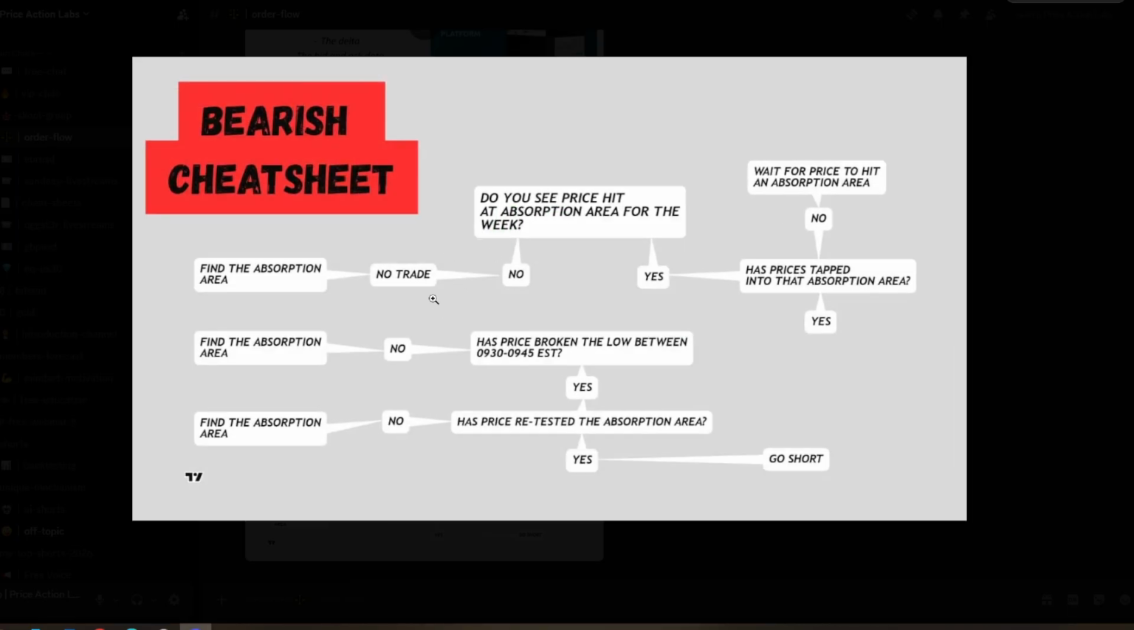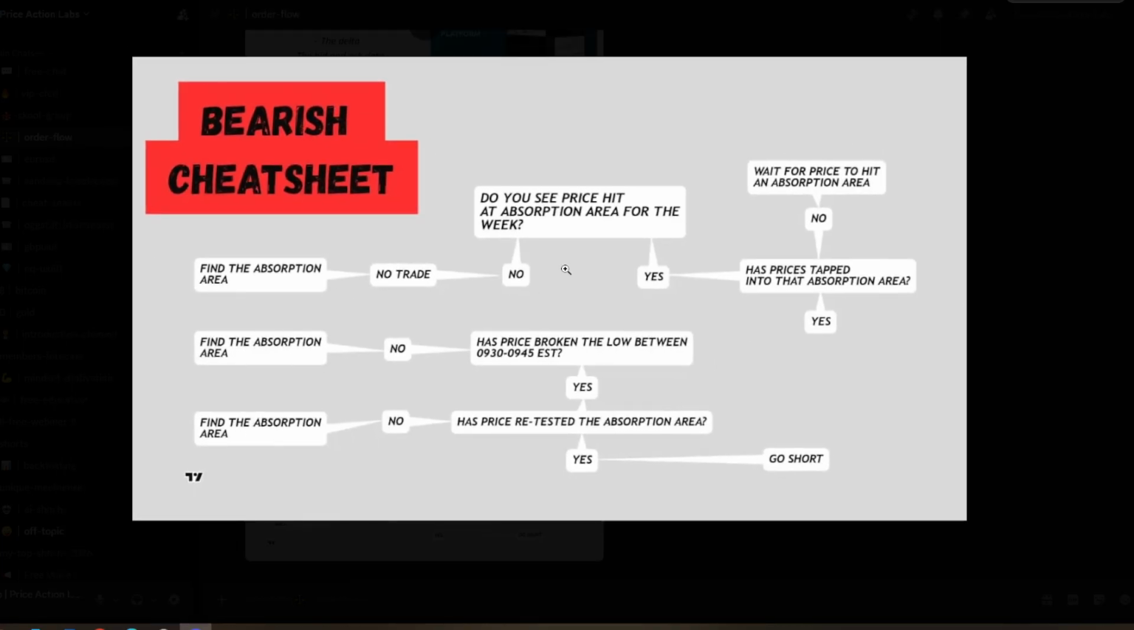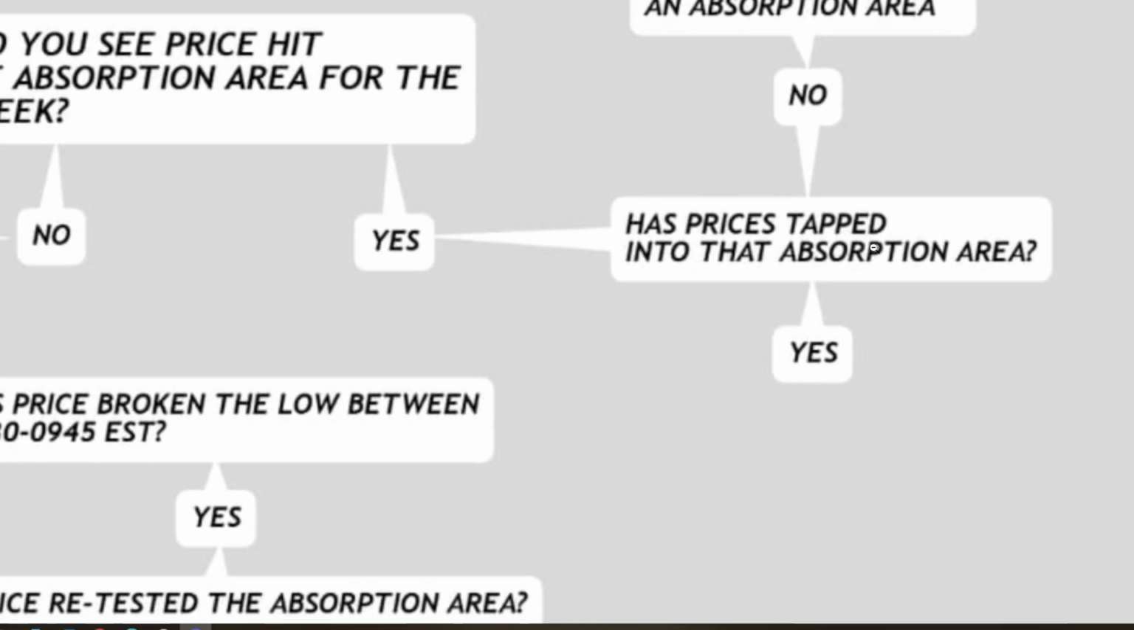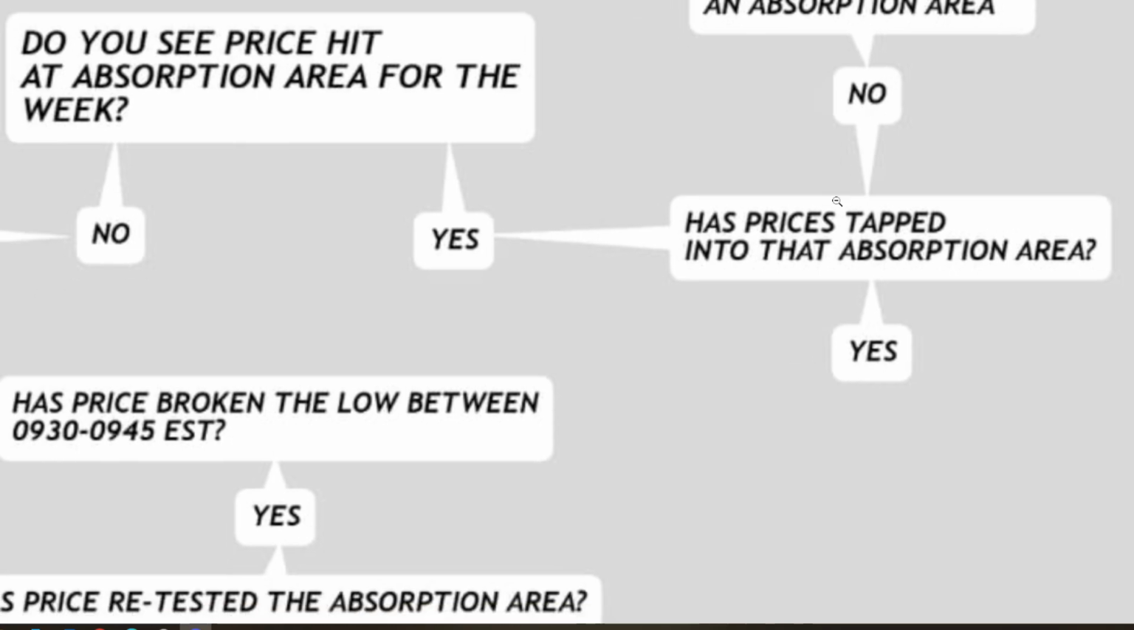No, no trade, find the absorption area, right? So in other words, if you don't see an absorption area, you do not take a trade and you go back and you find where the absorption areas are. Now, assuming you know where the absorption areas are, you go, yes, has price tapped into that absorption area, right? No, wait for price to hit the absorption area, right?